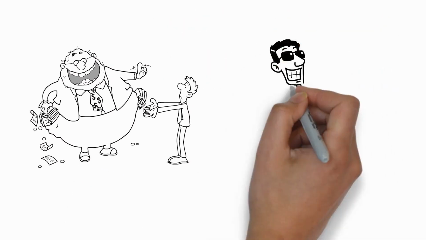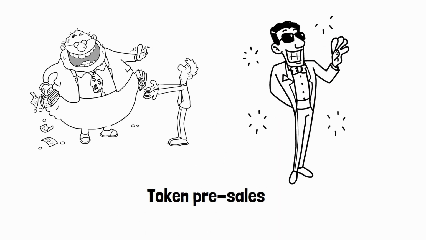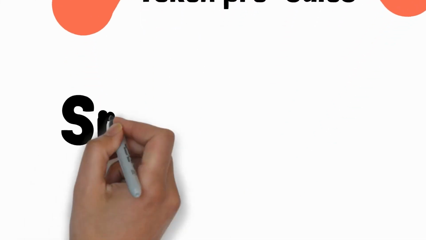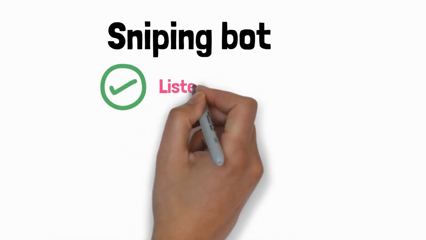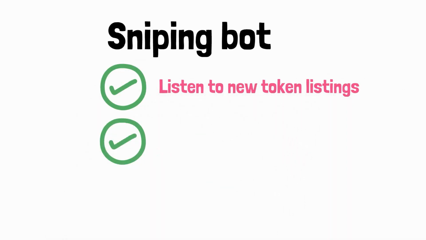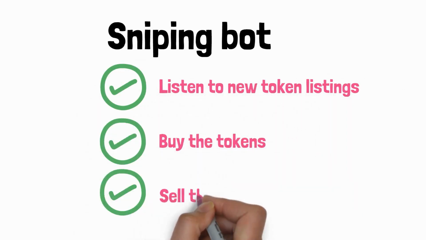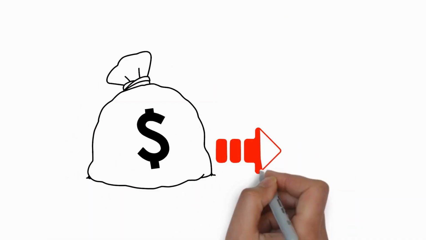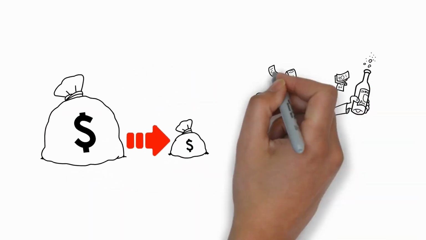Unfortunately, only the rich, famous, or friends of the project founder have access to pre-sales. And since you are none of that, you need another solution. But fortunately, with a sniping bot, you don't need to know anybody. A sniping bot will listen to new token listings, automatically buy them and sell them after a predetermined duration or after achieving a certain profit. And of course, you will not win all the time. Sometimes you will buy a token that will never go up in value and you will lose money. But on average, this strategy works.